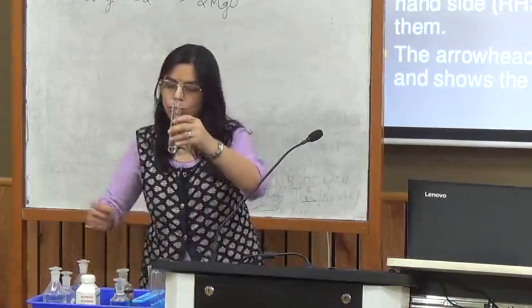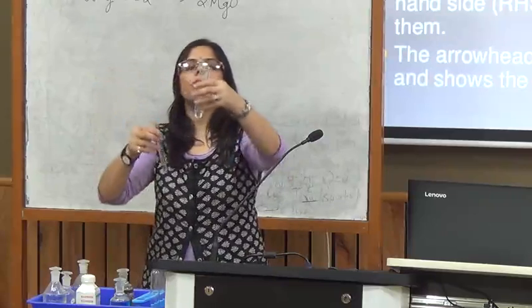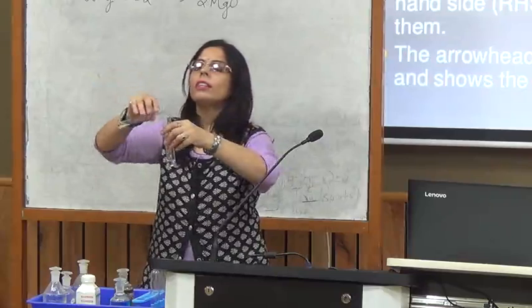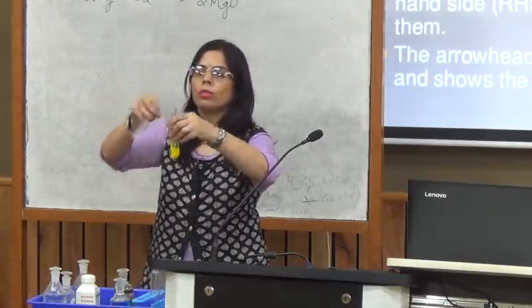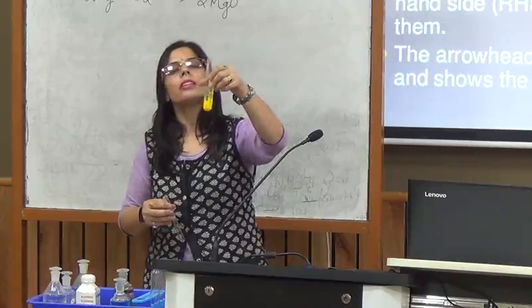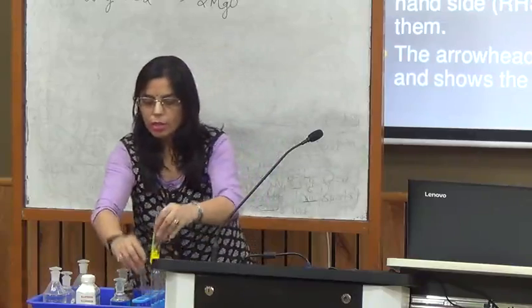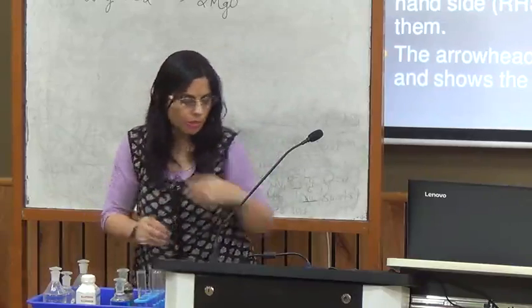So I have two solutions with me. One is potassium iodide solution, another is lead nitrate solution. Let us see what happens when we mix the two. Oh, there's an immediate reaction, an instantaneous reaction, and there's a yellow precipitate. Let us look at the equation as to what happens in the reaction.